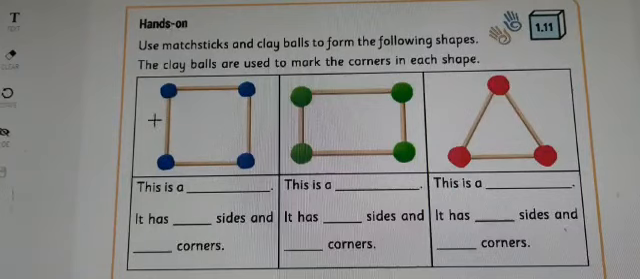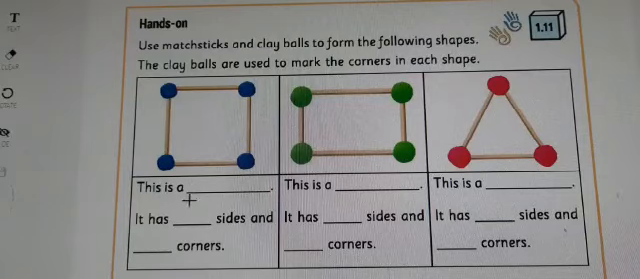Hands-on activity is a very interesting activity. You have to use matchsticks and clay balls. If you have clay balls, you can use them. Otherwise, leave it. Just keep the matchsticks and do this activity. Use matchsticks and clay balls to form the following shapes. The clay balls are used to mark the corners in each shape. See here, in each corner, they kept clay balls, just to help you understand the concept of corner.